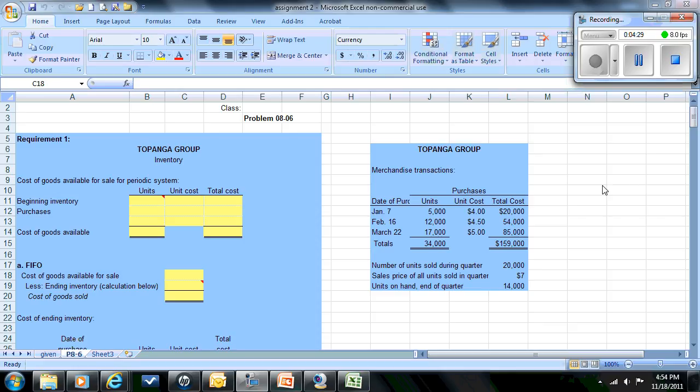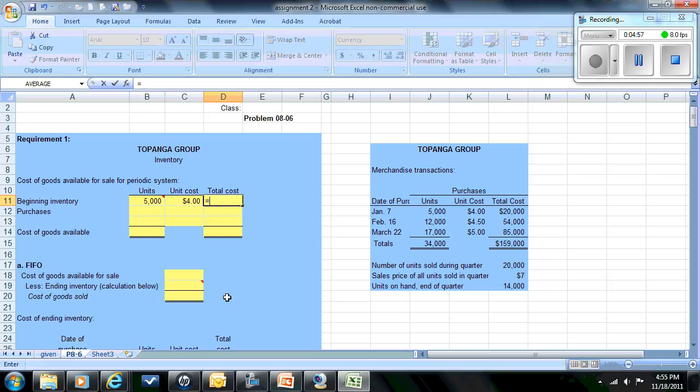So here's our spreadsheet from the portal. We have our purchase information in units and total cost, and we're going to put those into our box here. So let me begin with the first purchase of 5,000. It would have a unit cost of $4. And for the total cost, we start using formulas. So we're going to say the total cost is the amount in cell B11 times the cost in cell C11, and that will give us our 20,000.